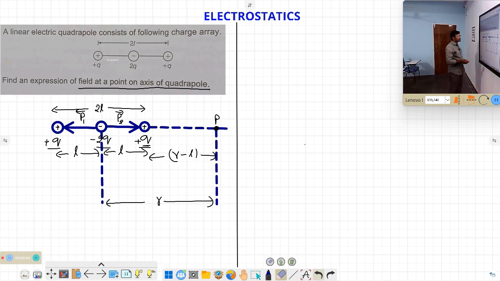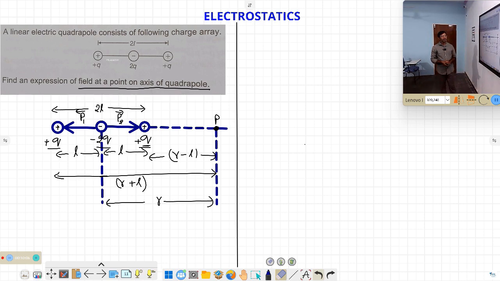Similarly, for the second charge, this end positive charge, what is the distance from the point? From here to here it is L, and from here to here it is R. The total separation I can write as R plus L. Now, what is the distance of the middle negative charge? That is already taken as R.